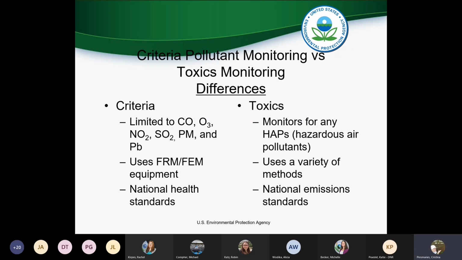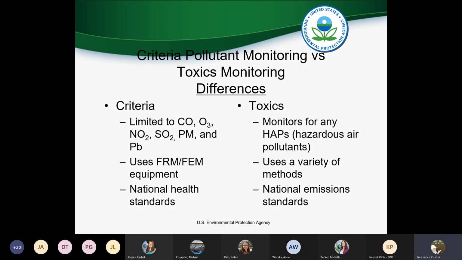So I just want to take a second to talk about criteria monitoring versus toxic monitoring. Some of you may be looking into toxics monitoring to incorporate alongside your ambient air monitoring program. Working with toxics is an expansive endeavor, and it's important to focus on which HAPs or hazardous air pollutants you would like to monitor for. With criteria monitoring, you're limited to the 6 criteria pollutants, while the list of HAPs is currently at 188. Also, only the criteria pollutants have national health standards. Currently, HAPs only have the national emission standards, which function a little differently.